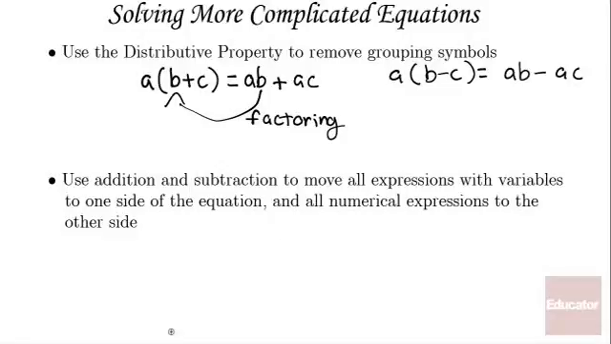The way we're going to apply this is we're going to remove the grouping symbols using the distributive property, and then we're going to use addition and subtraction to move all the expressions with the variables to one side of the equation, usually the left side, and then move all the numerical expressions to the right side. So get rid of the grouping symbols, move all the variables to the left, and all the numerical expressions to the right.